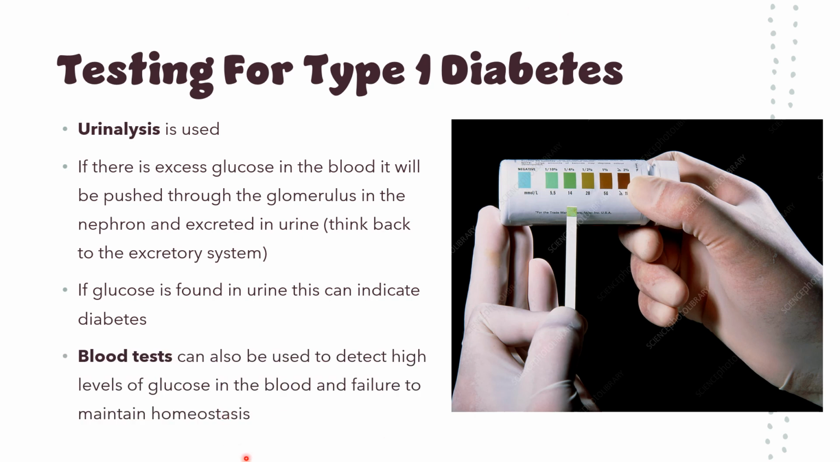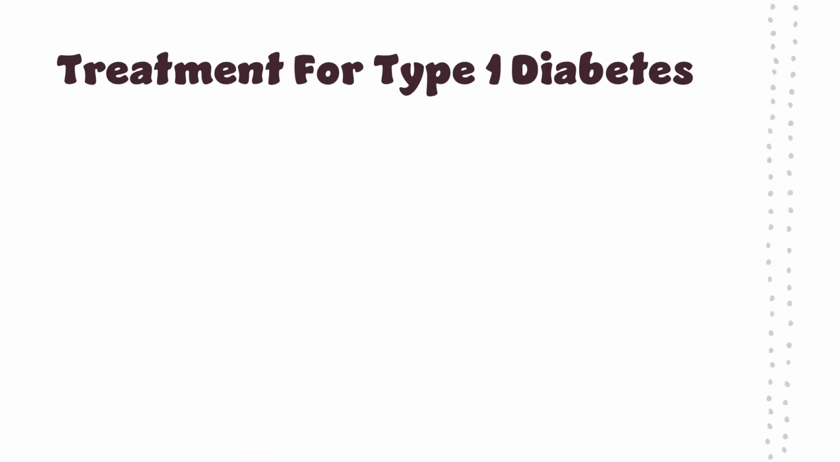Blood tests can also be used to detect high levels of glucose in the blood and a failure to maintain homeostasis. So we just test your blood and we can test the amount of glucose that's in the blood. So what are some of the treatments for type 1 diabetes?